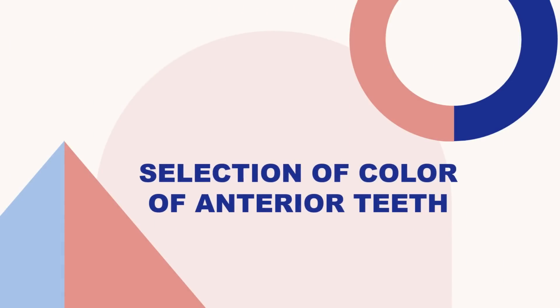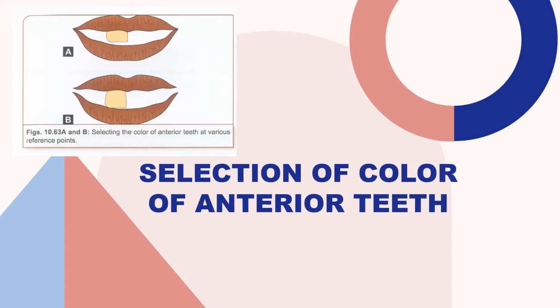Coming to the selection of color for the teeth, there are various steps. So the first one is the side of the nose. This point will help to determine the basic hue, brilliance and saturation. Next one is the selection of the color of the anterior teeth at various reference points. This reference point gives an idea of how the teeth will look when the patient is relaxed. And this reference point gives an idea how the teeth will look when the patient is smiling.